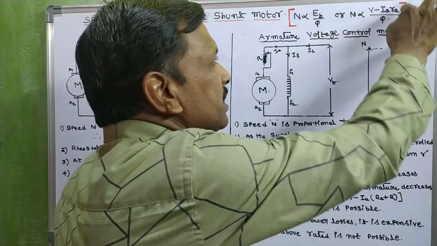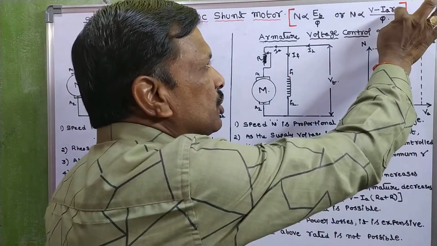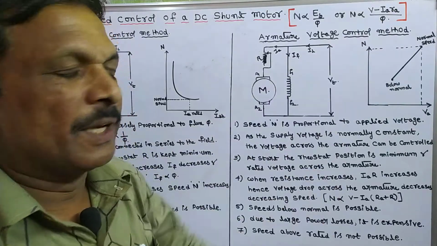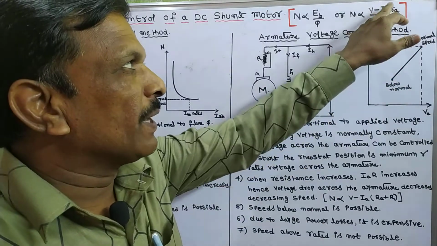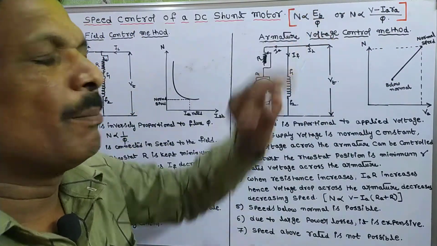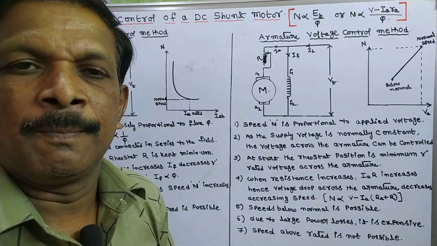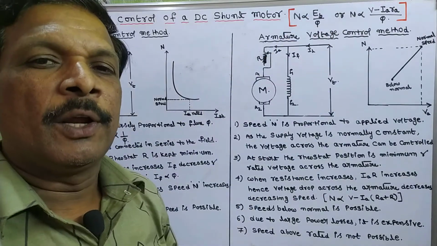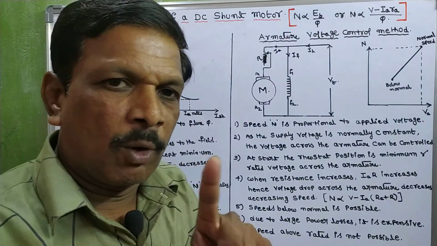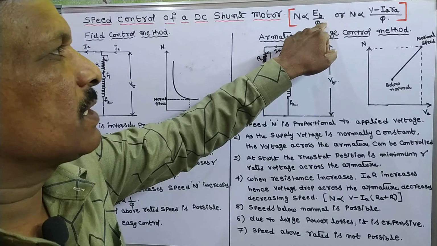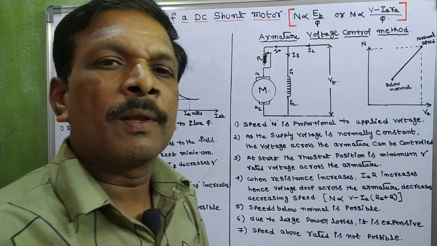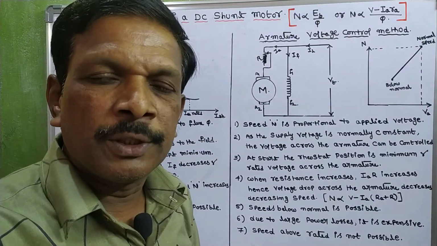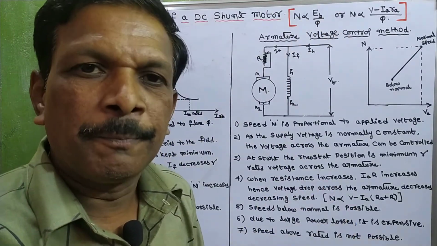So in this equation, when we change the armature resistance, the drop will increase. When the drop increases, the back EMF will decrease. So that's why we can change the speed in two ways. Number one, by changing the flux, we can change the speed. Number two, by changing the armature voltage, we can change the speed.